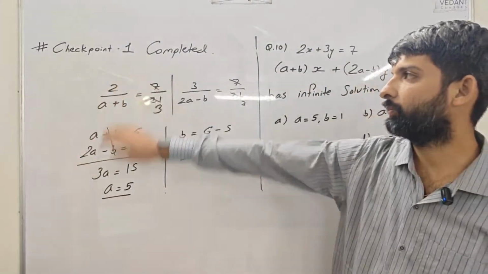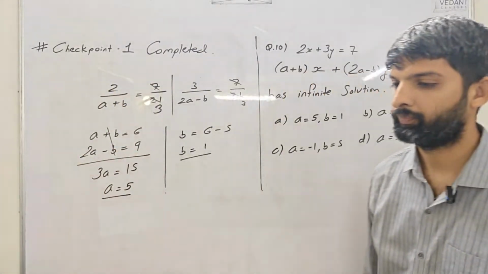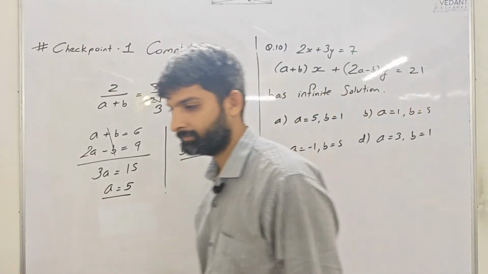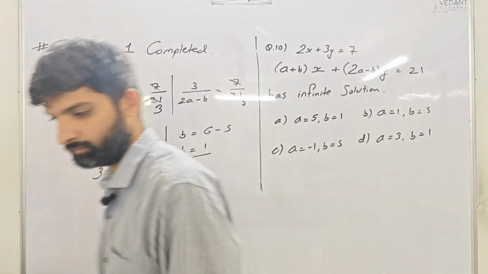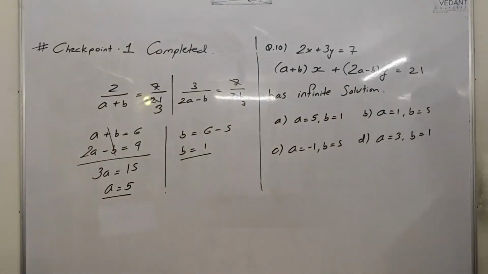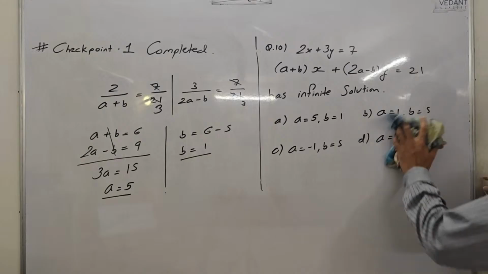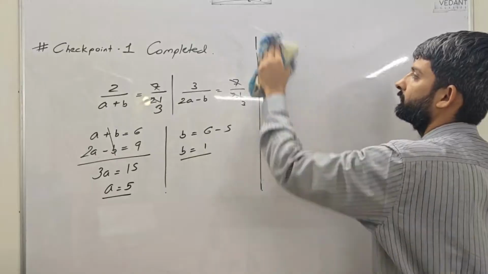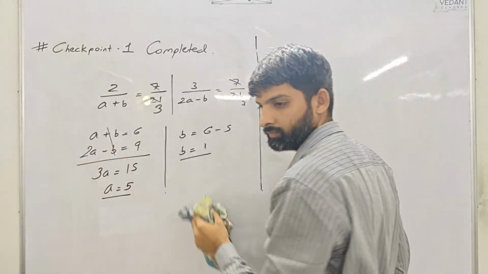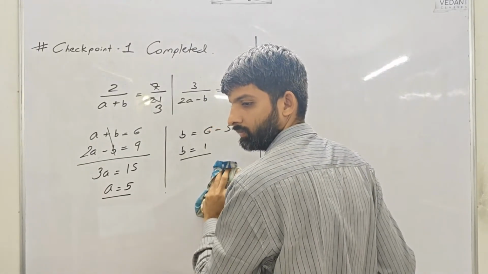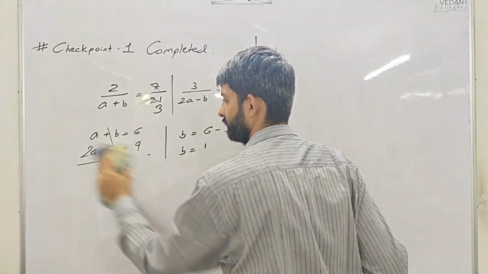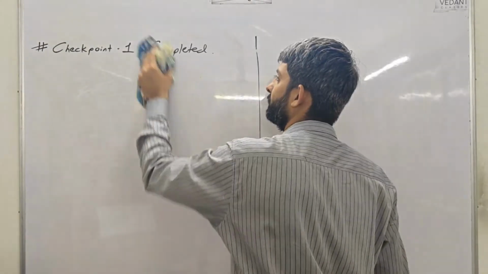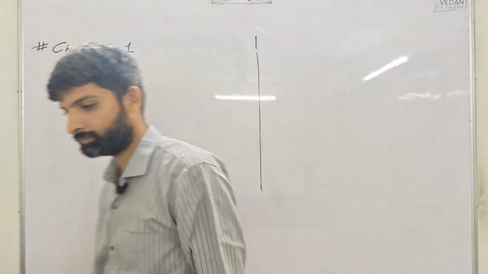So we have completed the checkpoint number 1, first 10 questions. So tell me your score. How many marks you have scored out of 10? Quickly, then we can start with checkpoint 2. In this we had first 3 chapters. Now coming up will be quadratic equation.